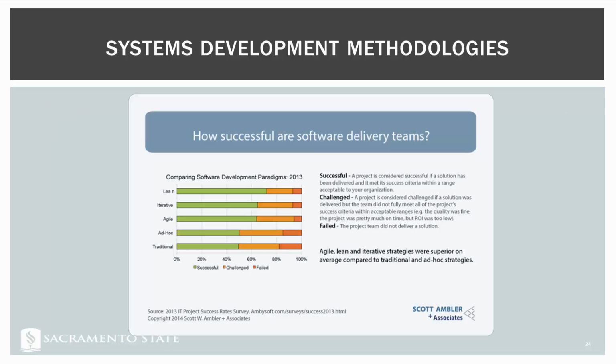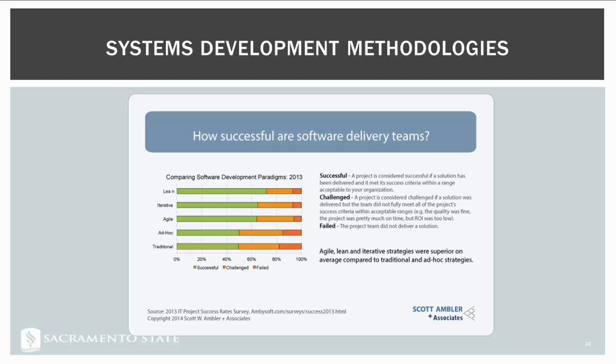But this is a little slide. It's a couple years old now, but it's a slide from Scott Ambler. Scott Ambler's a fairly famous guy in the object-oriented systems development world, as well as the agile world, which we'll talk about in a minute.